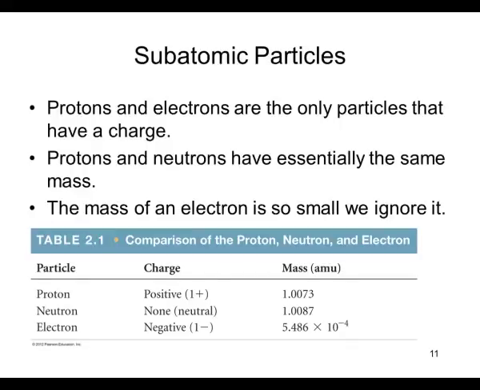Here's a summary of what we know about subatomic particles to this point. Protons and electrons are the only particles that have charge. Protons and neutrons have essentially the same mass, and the mass of the electron is so small it can be ignored.